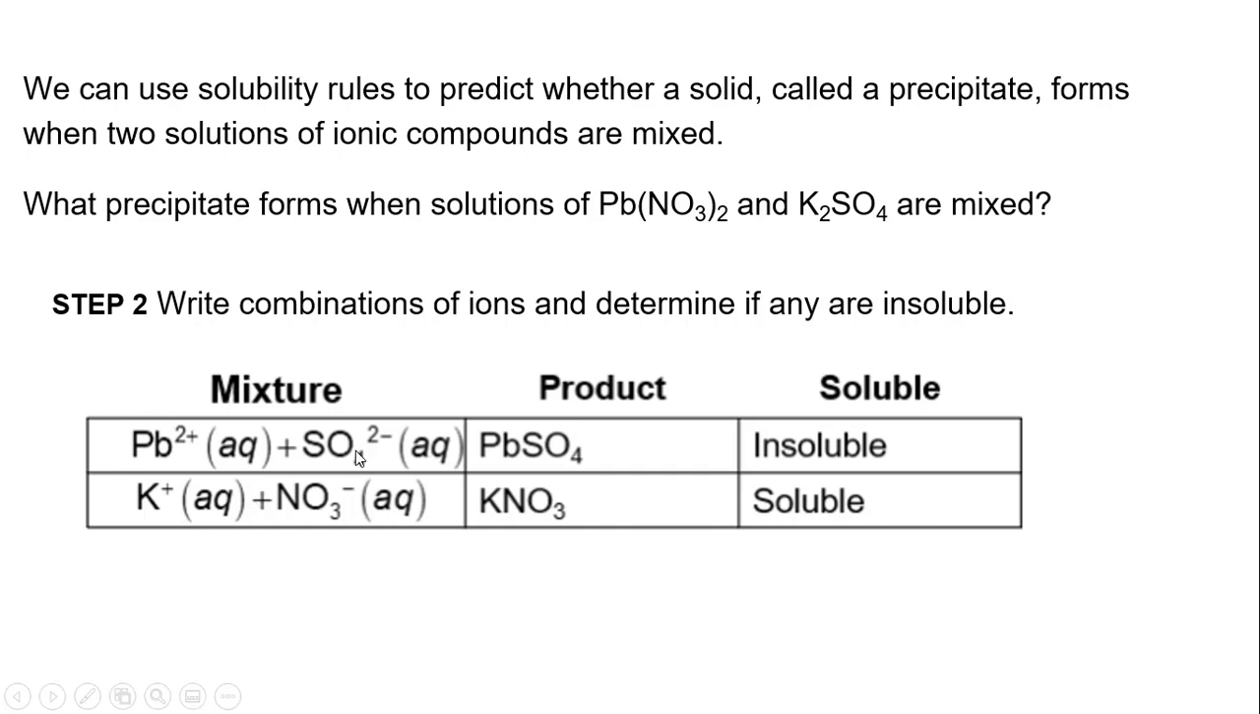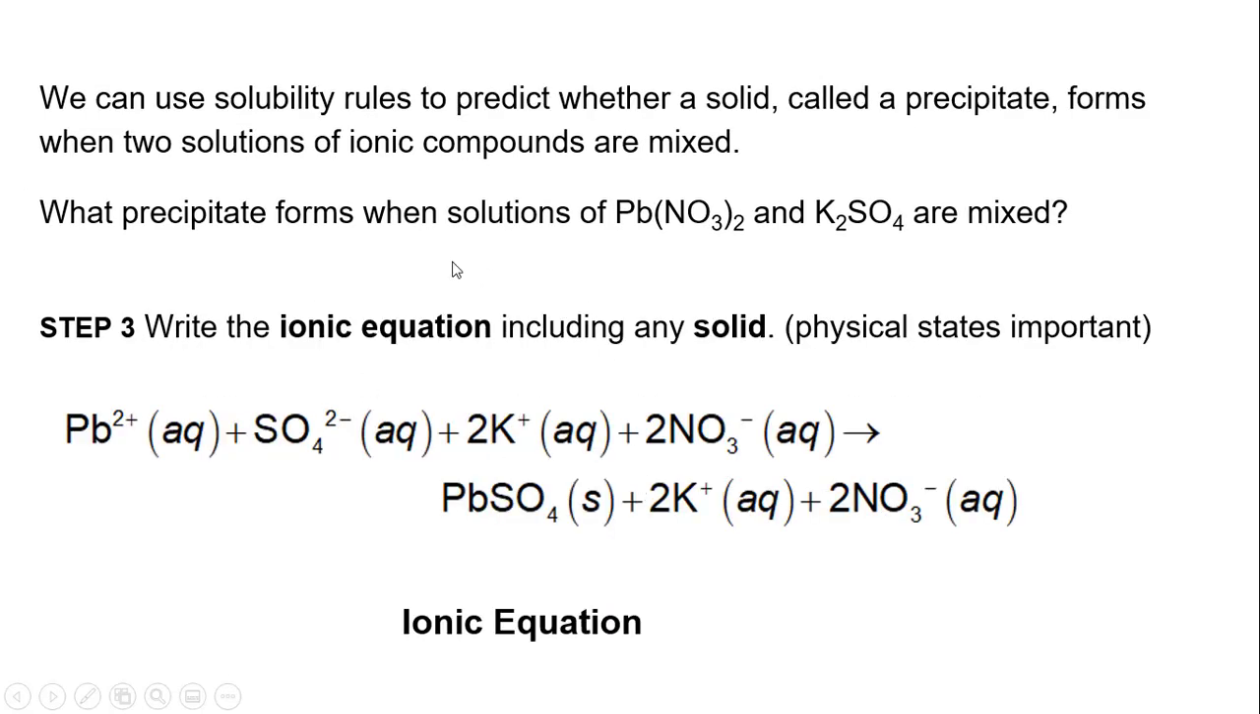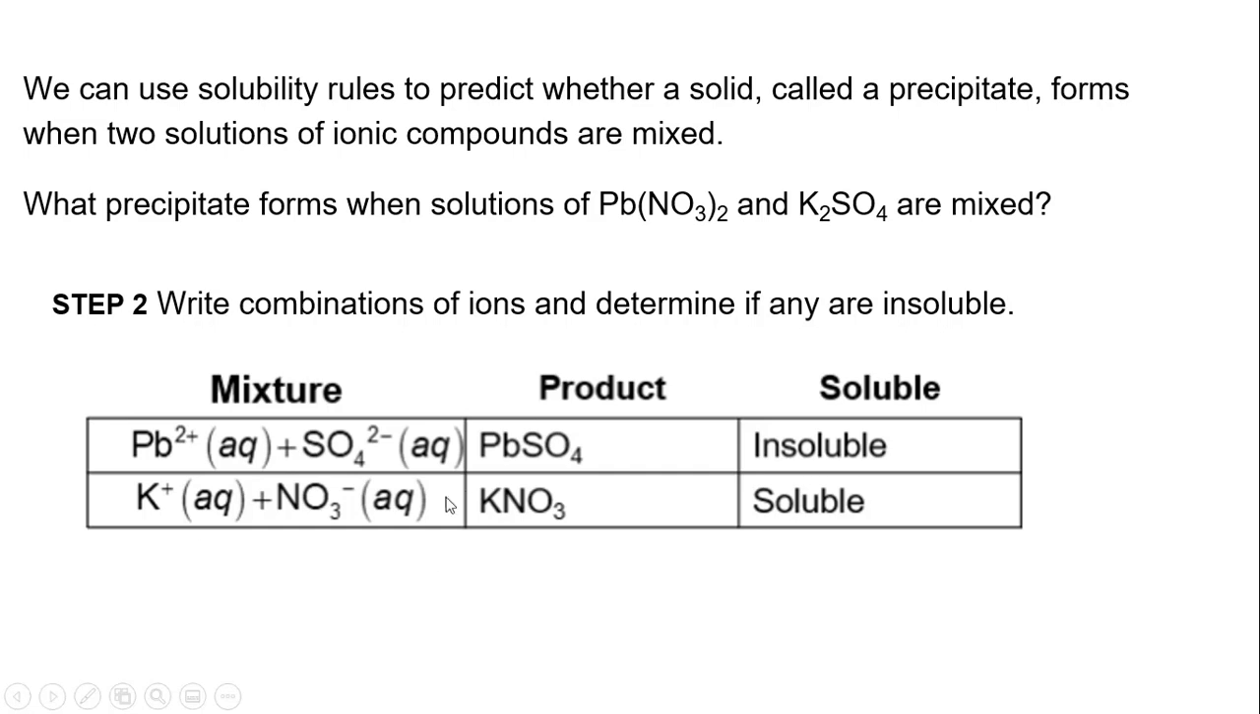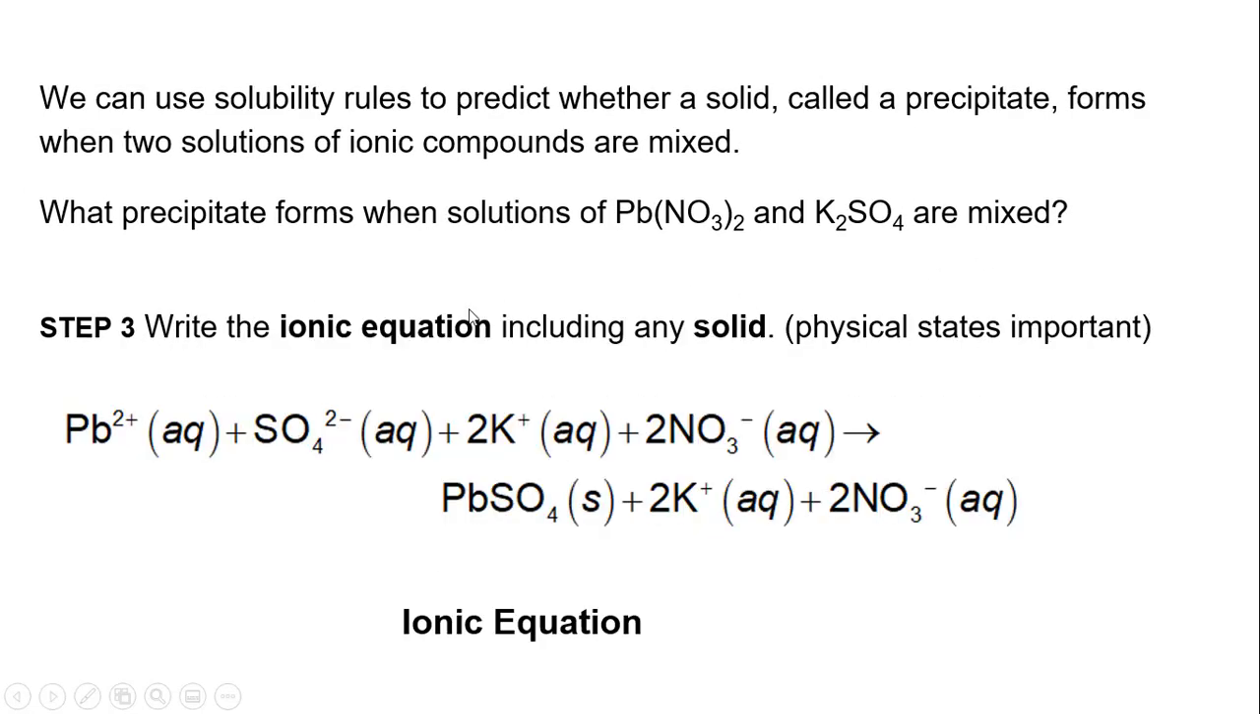So if we look at lead and sulfate, this is an insoluble product. Yet potassium nitrate, I told you all nitrates are soluble, is soluble. So now we know the product from the double replacement that's going to be a solid. So you would normally write a molecular equation having both of these with the arrow and then the products, which would be potassium nitrate and lead II sulfate. That would be a molecular equation. Here, they're not asking for that.